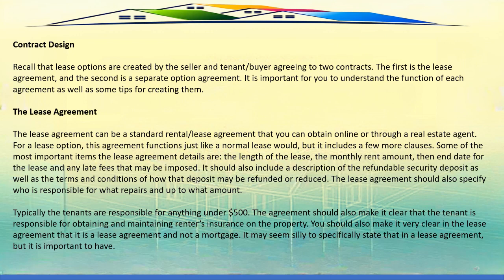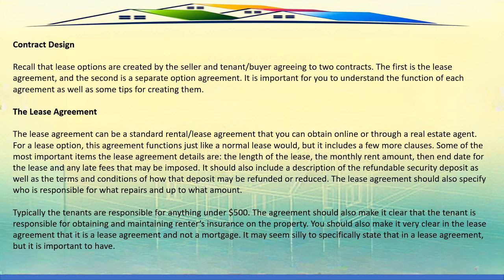The lease agreement. The lease agreement can be a standard rental/lease agreement that you can obtain online or through a real estate agent. For a lease option, this agreement functions just like a normal lease would, but it includes a few more clauses. Some of the most important items the lease agreement details are the length of the lease, the monthly rent amount, the end date for the lease, and any late fees that may be imposed. It should also include a description of the refundable security deposit as well as the terms and conditions of how that deposit may be refunded or reduced.